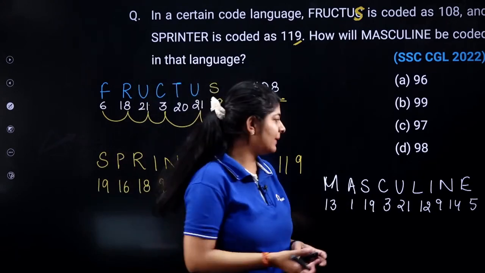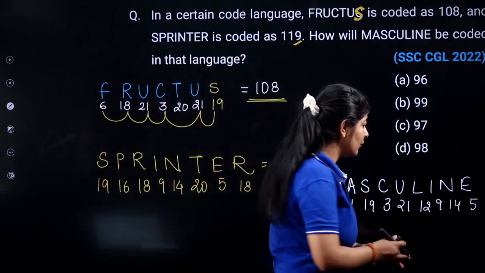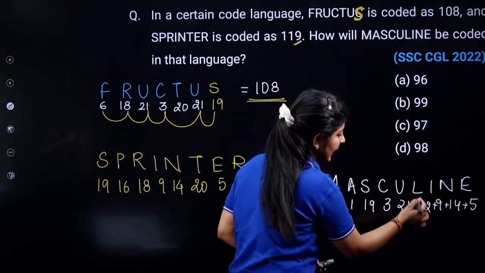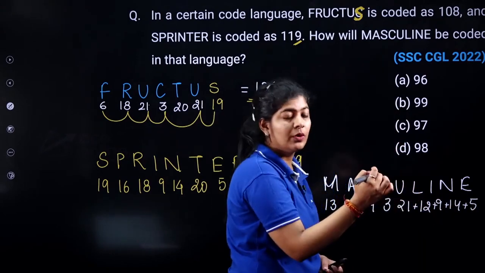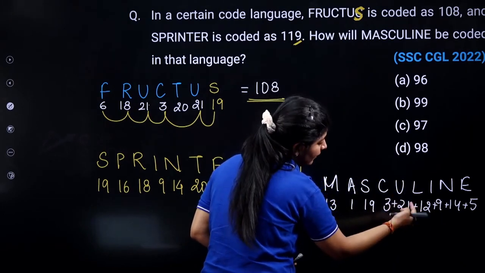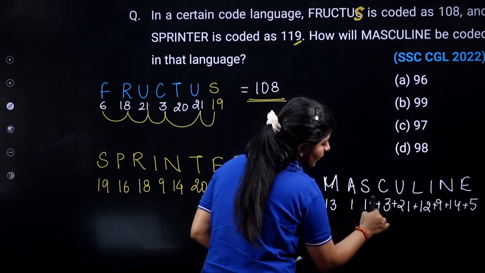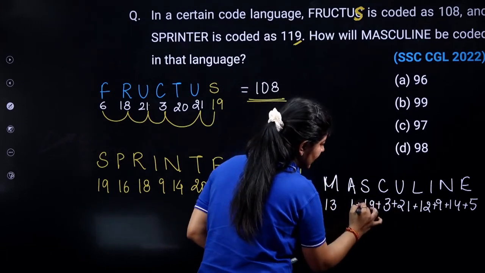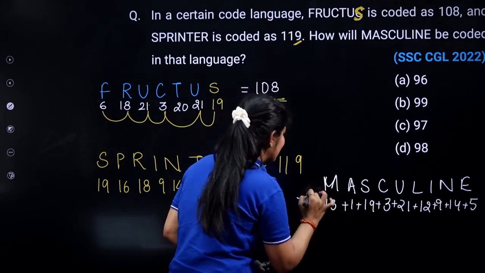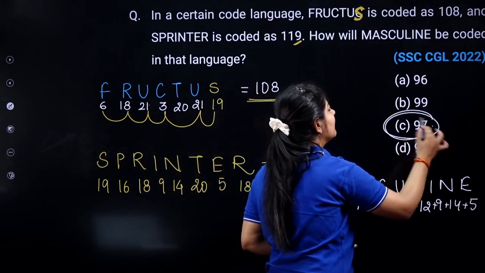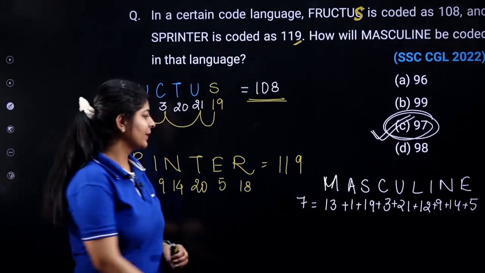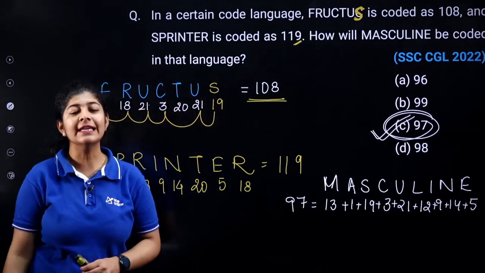So we will go with the unit place value. 5 plus 4, that is 9. 9 plus 9, 18. 18, that is 8. 8 plus 2, 10. 10 plus 1, 11. 1. 1 plus 3, that is 4. 4 plus 9, 13. 3. 3 plus 1, 4. 4 plus 3, 7. So at the unit place 7 will come. So the only option that we are having over here is 97. So the correct answer over here is 97.